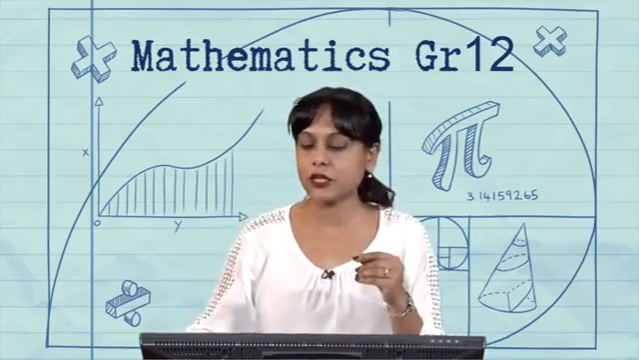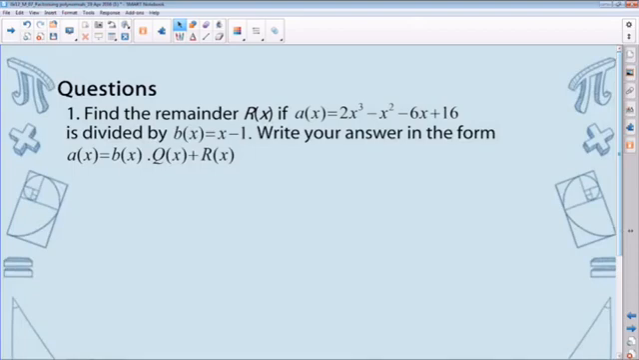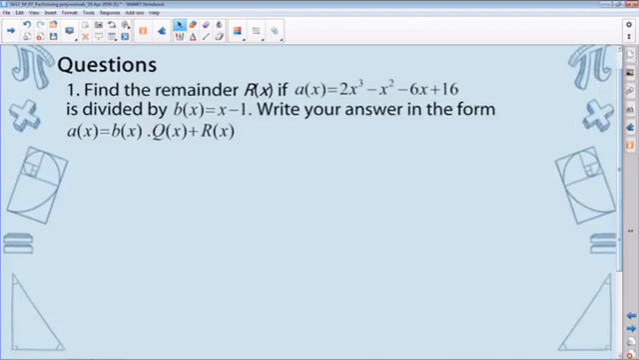So I'd like you to have a look at this question 1, where I've asked you to find the remainder R of x if your polynomial A of x is divided by B of x, and then I've given you a method or a formula that you need to use to write your answer in. So that's the form that I would like your answer in, and you can use whatever method for division you know. Okay, I'm going to give you 2 minutes to have a look at this.